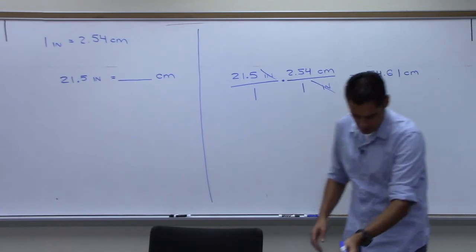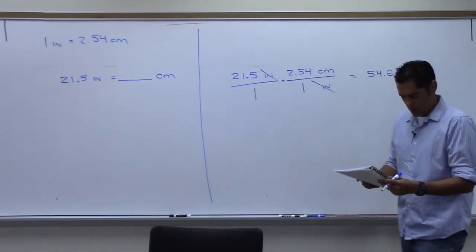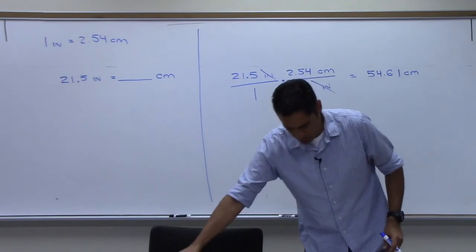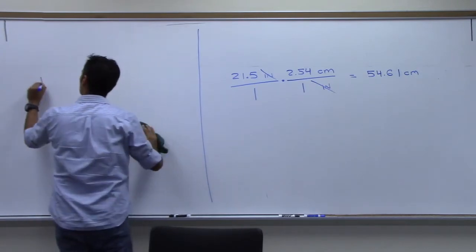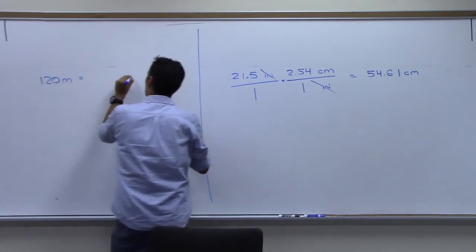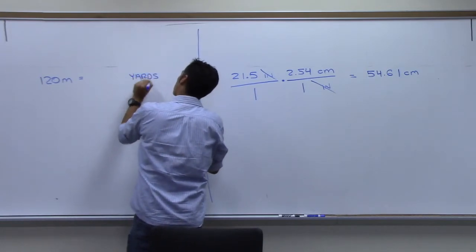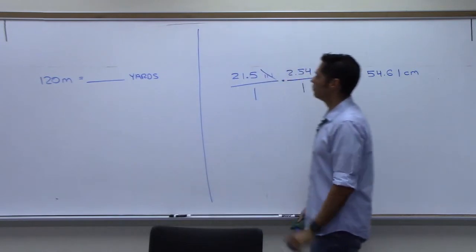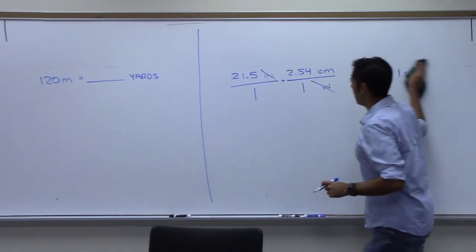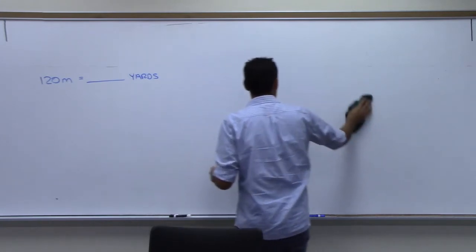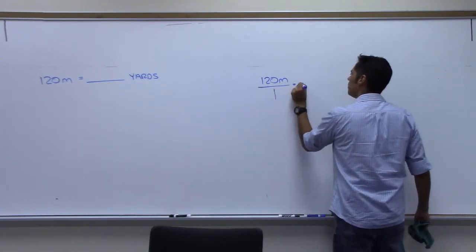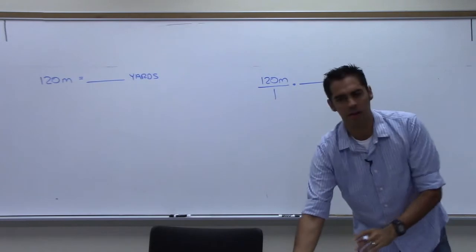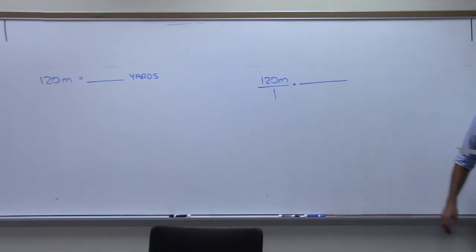We're going to be able to practice these a little more. How about this? 120 meters to yards. 120 meters equals how many yards? So the way I like to start this off, I write 120 meters over 1 times, and now I ask myself, is there something on here that connects meters and yards together? Is there? Do you see anything?